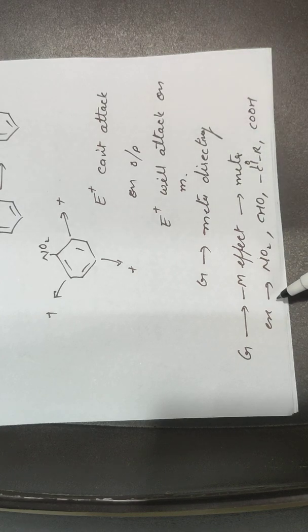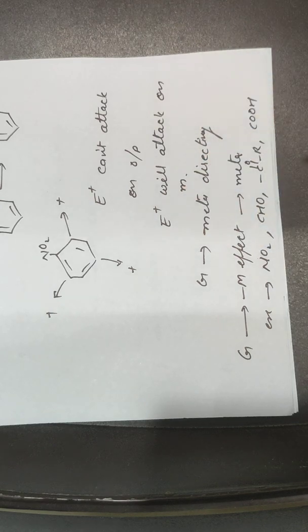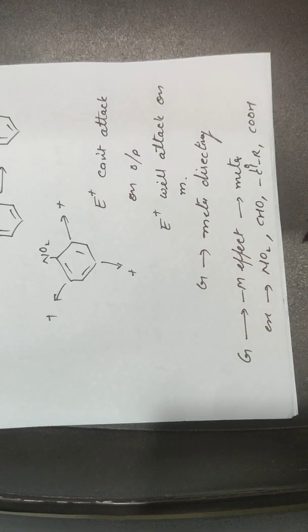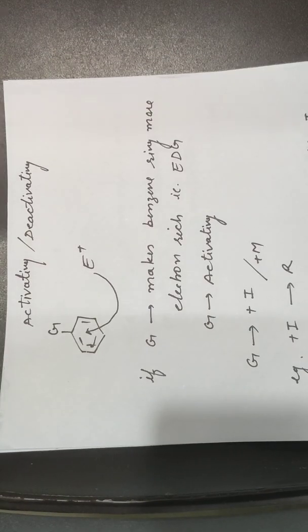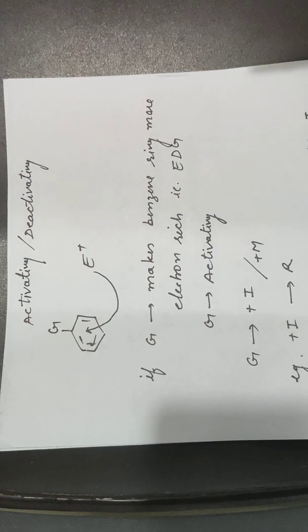Groups having minus M effect are NO2, CHO, COR, COOH. These are very common groups. If these types of groups are attached on the benzene ring, and when it undergoes the electrophilic substitution reaction, the next group will come on the meta position. This is called the meta directing influence. Next effect is the activating or deactivating effect of the functional group.